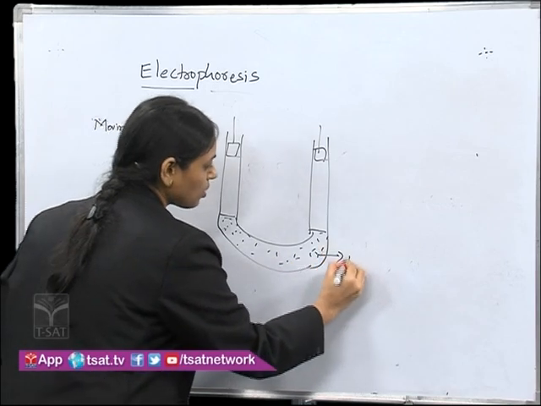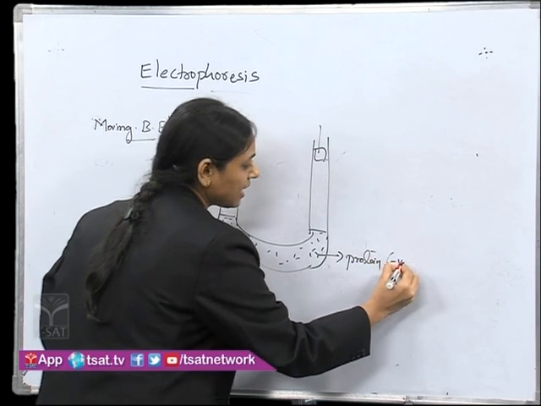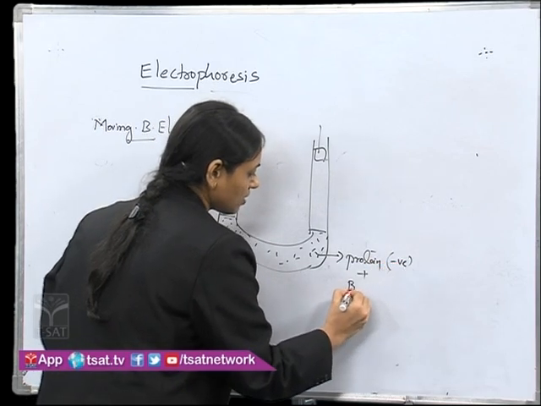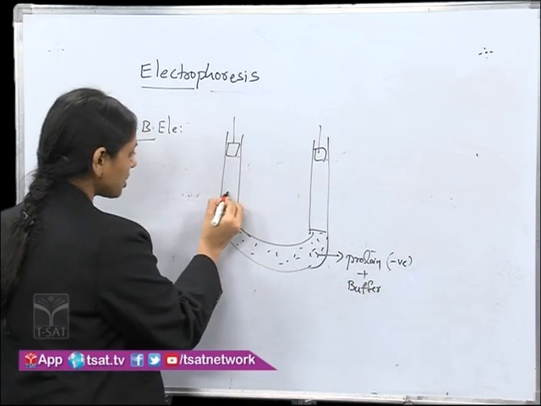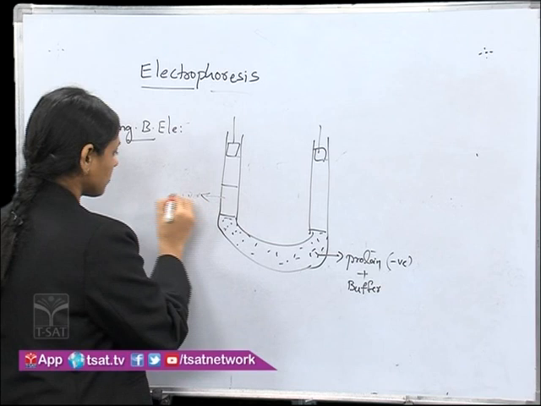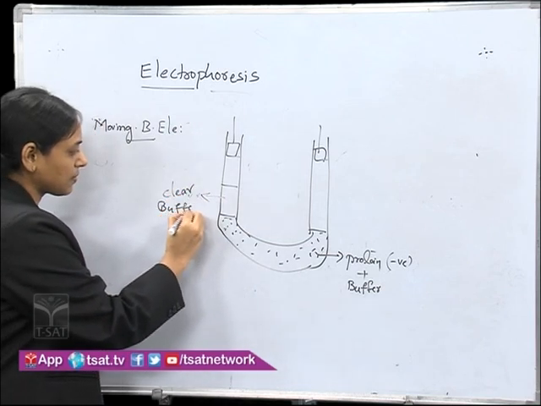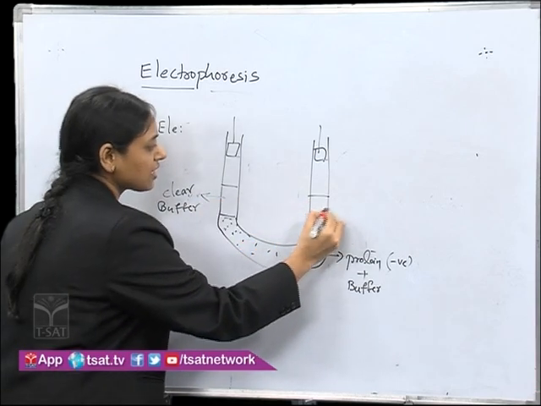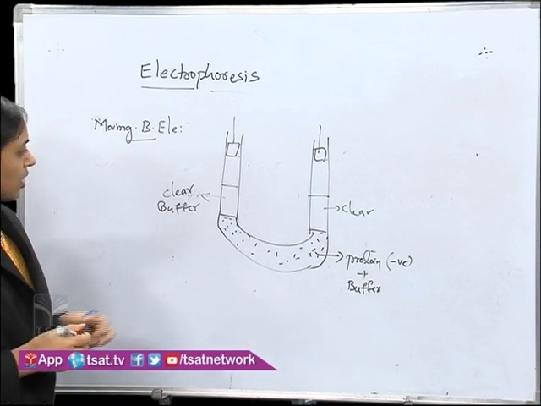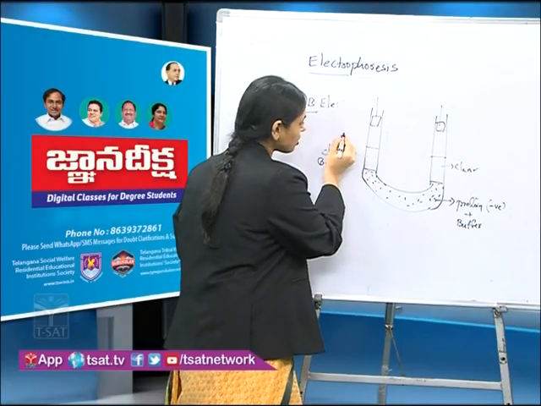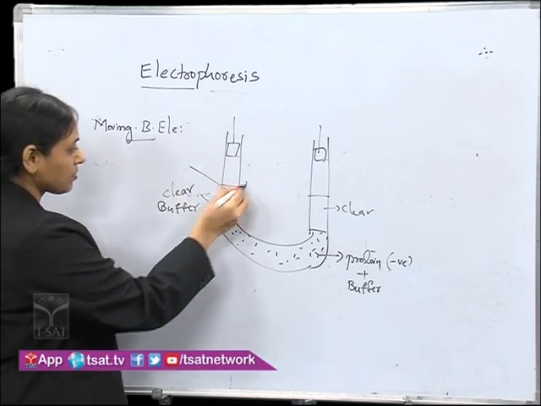It has protein. Let's say these proteins carry negative charge. These are dissolved in buffer solution, and on top of which he added the clear buffer. This is clear buffer. And here he also attached an optical system called the Schlieren optical system.